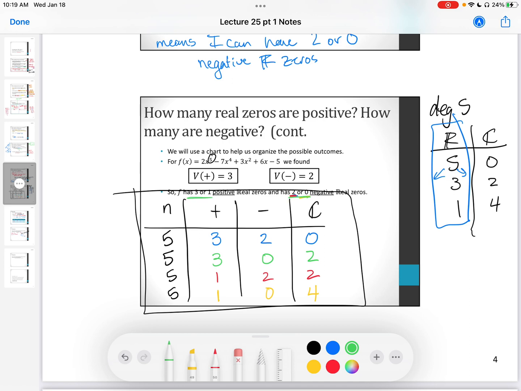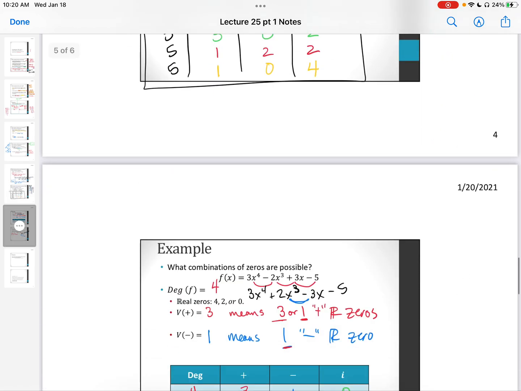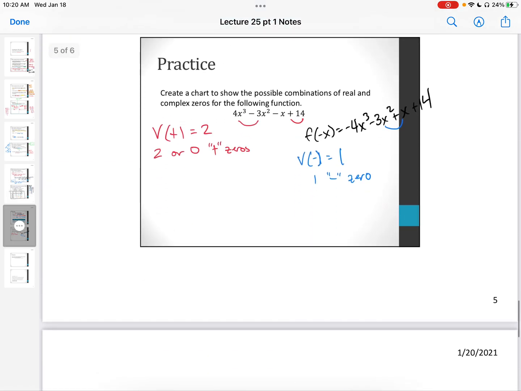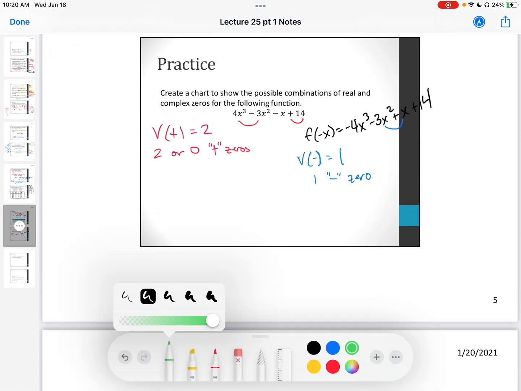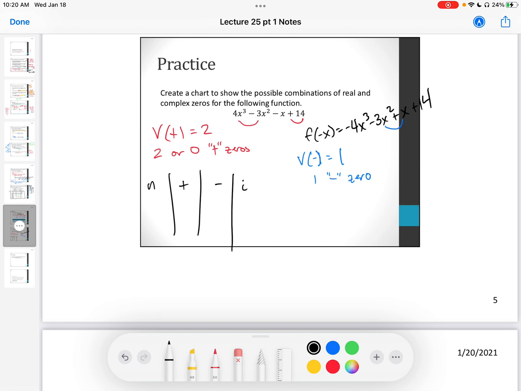2 times 2 is 4, so we had 4 rows there. That's a way to tell how many rows. The other way to do it is just to make a chart, and then it doesn't matter how many rows you have there. So in, positive, negative, imaginary, or complex.